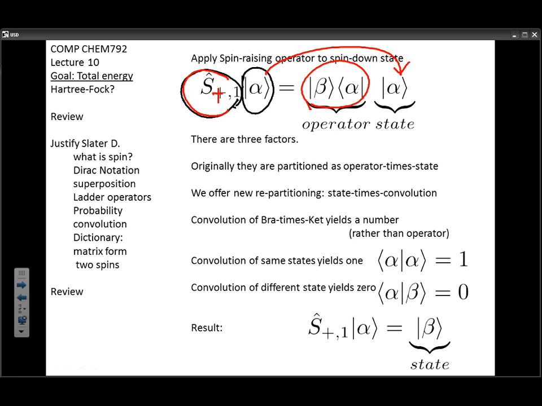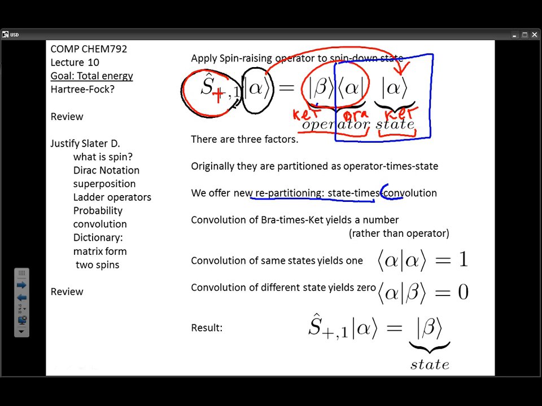So we do have three components, three factors here. And they are partitioned as an operator times state, right? But no one forbids us to consider them in a different order. So we can repartition them as a vector times these two, bra times ket. We do repartitioning.